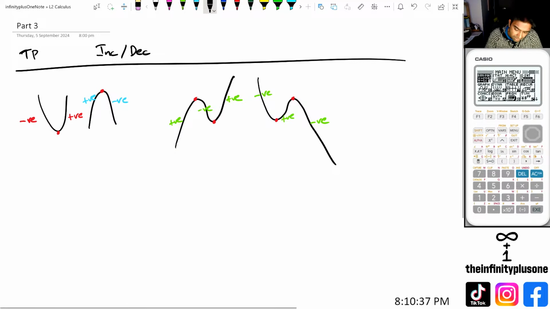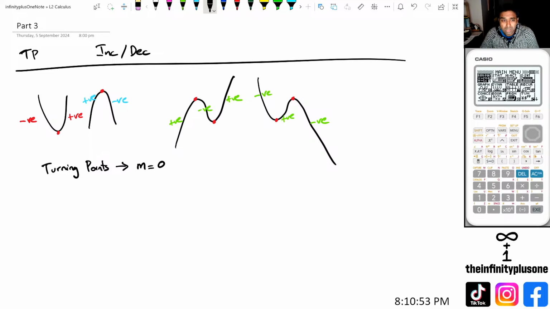Now the key thing about turning points, TPs, I just put that all the time. For turning points, you don't have a positive or a negative. What you do have is gradient equal to 0. So in calculus, most of the time you're looking for some sort of max or min. What you do is differentiate, put it equal to 0, and solve for x, because that's going to give you the turning point.